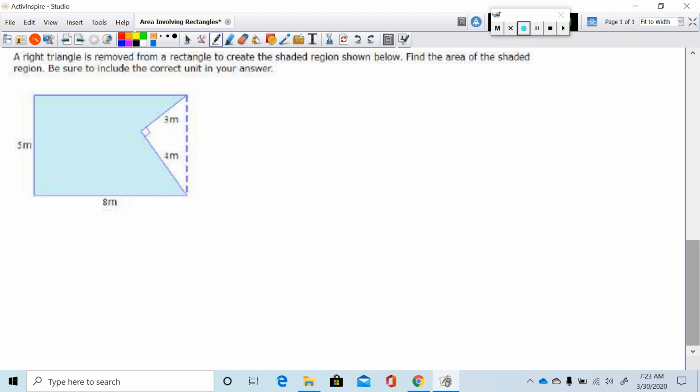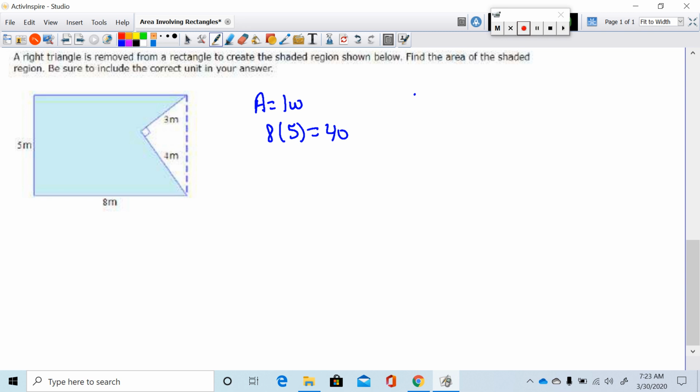A right triangle is removed from a rectangle to create the shaded region below. Find the area of the shaded region. Be sure to include the correct unit in your answer. Okay, this is reverse. This time they have a rectangle and they took out a triangle. So you've got to find the rectangle first. Length times width. 8 times 5 is 40.